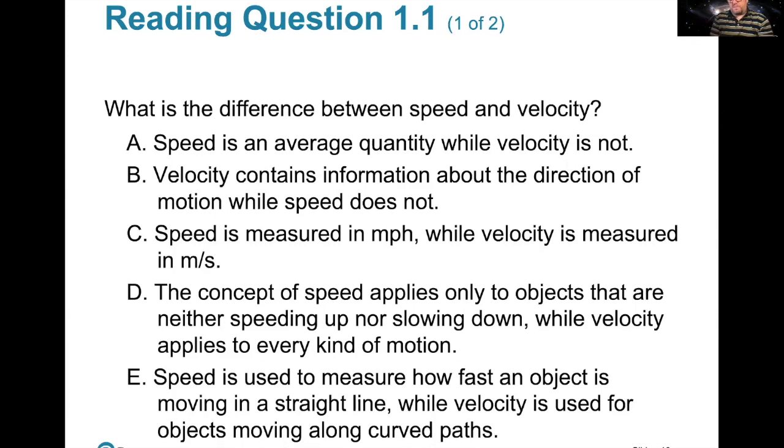D: the concept of speed applies only to objects that are neither speeding up nor slowing down, while velocity applies to every kind of motion. Or E: speed is used to measure how fast an object is moving in a straight line, while velocity is used for objects moving along a curved path. So it's B, velocity contains information about the direction, while speed does not. So strictly speaking, that is true.